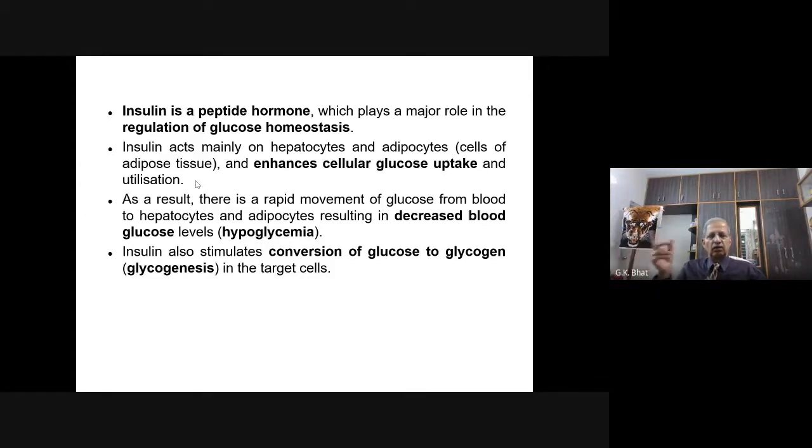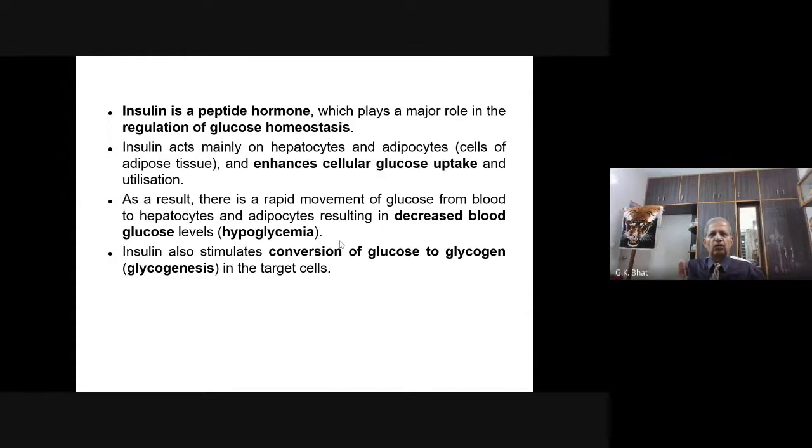And now, the insulin that gets produced, what does it do? As a result of this secretion of insulin by the beta cells, there is a rapid movement of glucose from the blood to hepatocytes and adipocytes, resulting in a decrease of blood glucose level. Whenever we eat food and the blood glucose level increases, insulin immediately comes into the picture and makes the glucose be taken up by the body cells. Whatever extra is there gets stored in the form of glycogen. That means the glucose level in the blood is brought down.